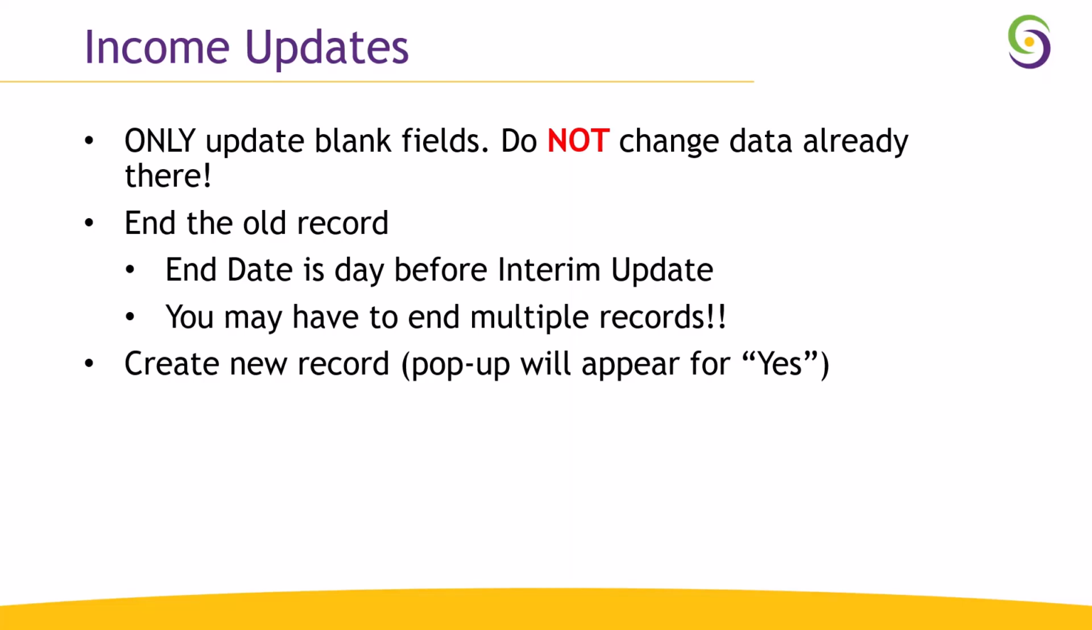We'll also end the old record, so the end date is going to be the day before the interim update. So if you're updating the client's data on, let's say, September 1st, the end date of the old record would be August 31st. Please note, you may have to end multiple records. After you end the old record, you'll create a new record and a pop-up will appear so you can add the amount of income the client is receiving. But let's jump into Service Point and we'll help make this a little more clear.